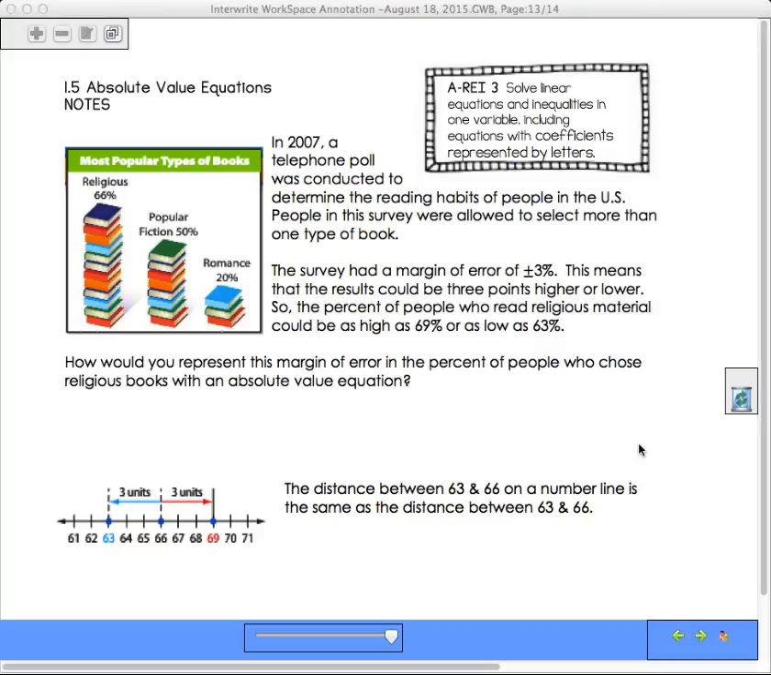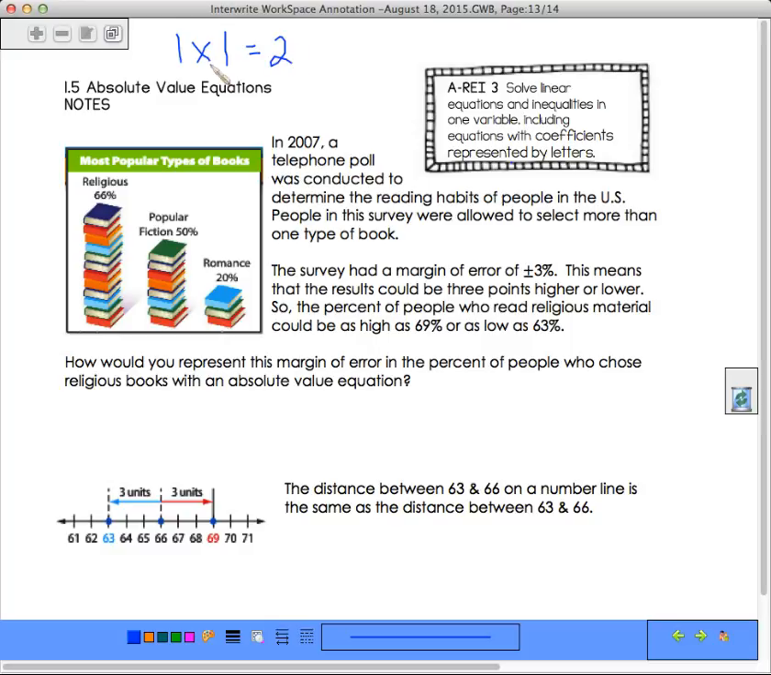Right, today we're going to talk about 1.5 absolute value equations. This is our last section in Unit 1. Absolute value just refers to distance. For instance, the absolute value of x equals 2. Absolute value we just show by these two bars. The absolute value of x equals 2 means the distance of x away from 0 is 2.